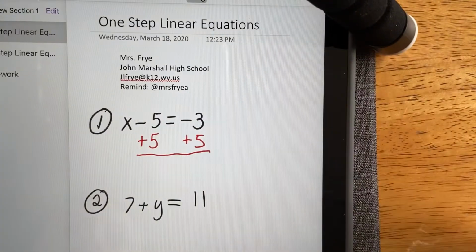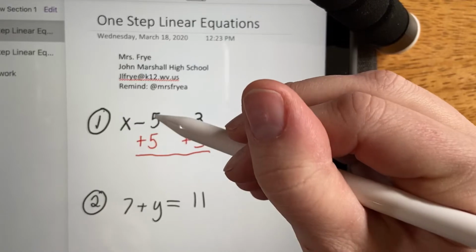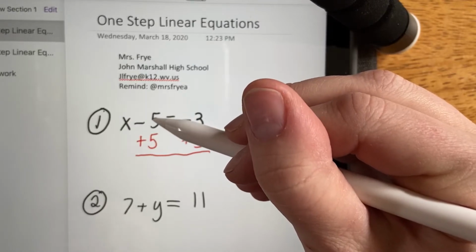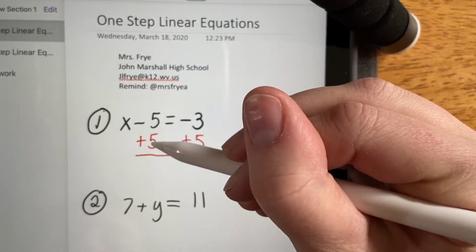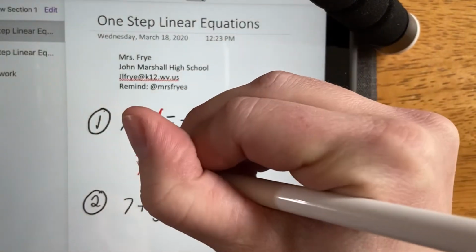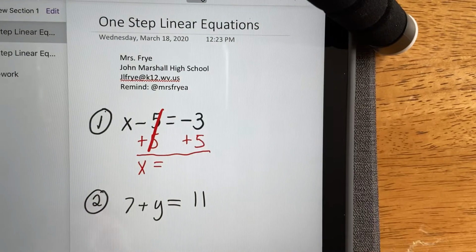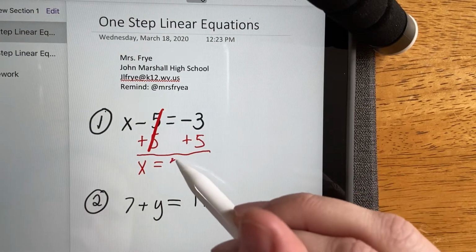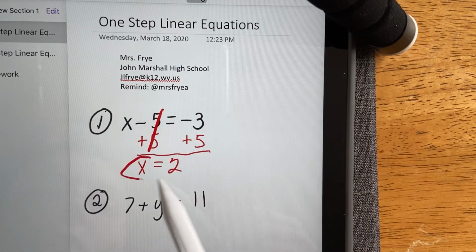And then I just draw a line under there. So then I can see negative 5 plus 5, that'll cancel and be 0. So x equals 3 plus 5, which is 8. So that's the answer. There you have it. X equals 8.